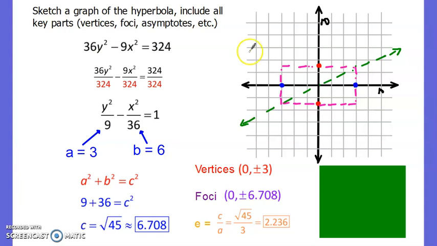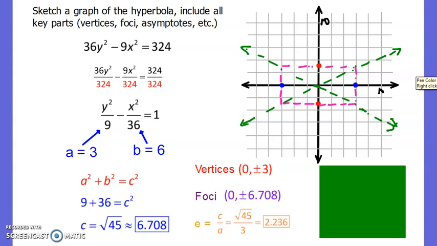And then I'm also going to do the same thing, again, through the corner of the box, through the center of the graph, and through the other corner of the box. We're drawing those asymptotes in this direction. So that now all we have to do is place our foci.